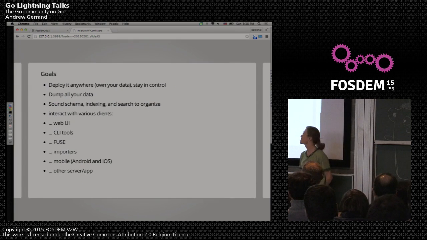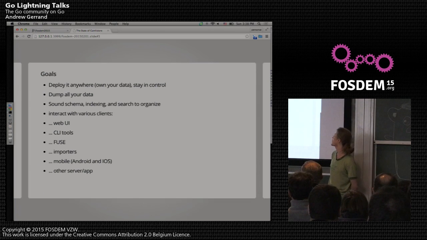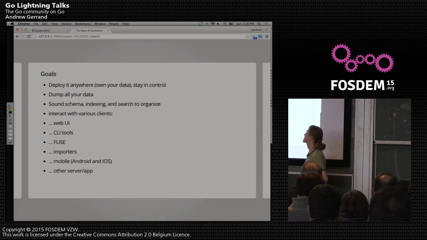The main goals of Camlistore are that you should be able to deploy it anywhere, because you want to stay in control of your data and to own it. So you can do it on Google Cloud and Amazon, but also on your server at home or wherever you want. The second point is that you should be able to dump anything, all your data, in it, without worrying what kind of file it is or how it has to be organized. You just dump it and forget about it.